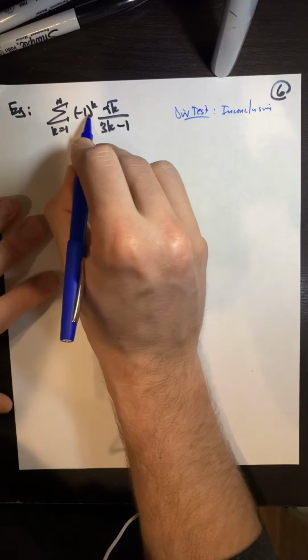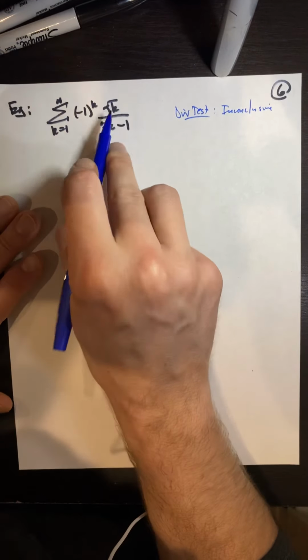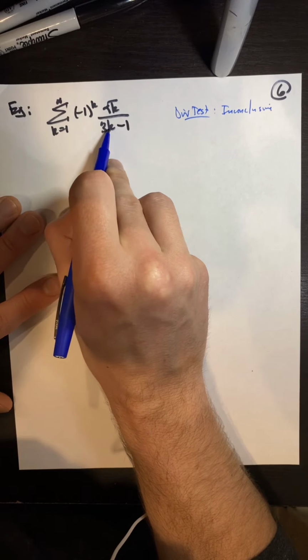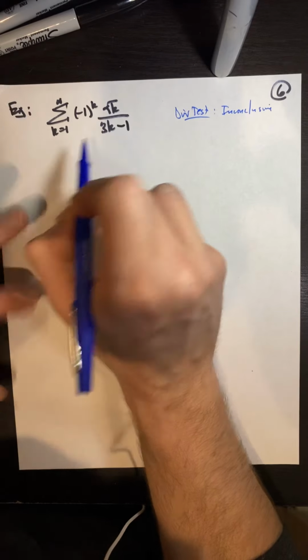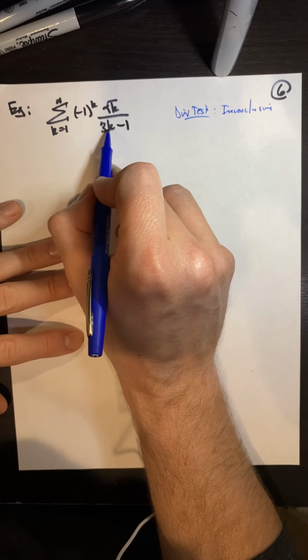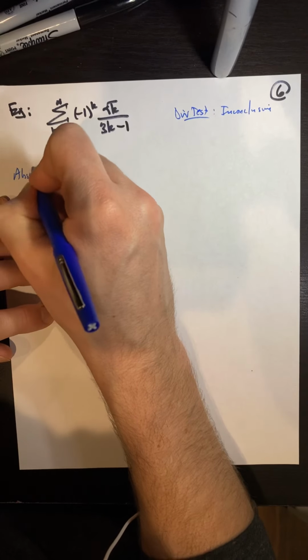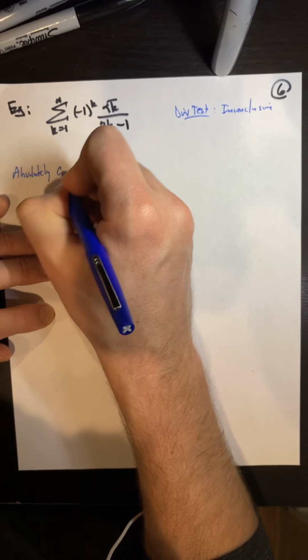Here's why. The (-1)^k is flip-flopping all the time. However, on the top I have the square root of k, and on the bottom I have a higher degree of k, correct? So the bottom dominates, and so this thing will go to 0. But first, I'm going to check for absolute convergence.